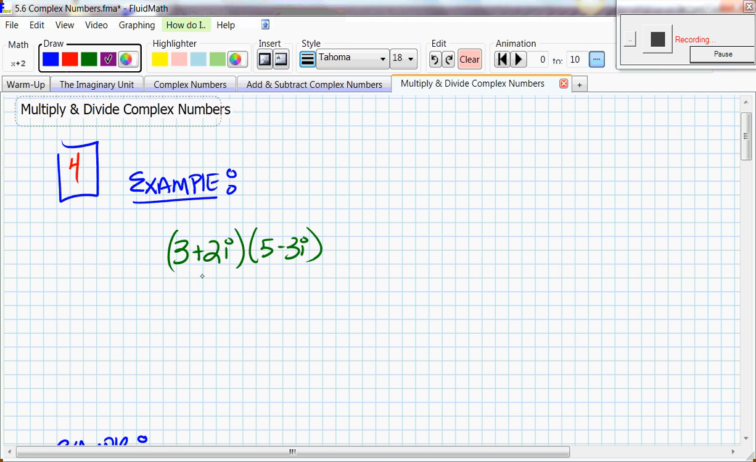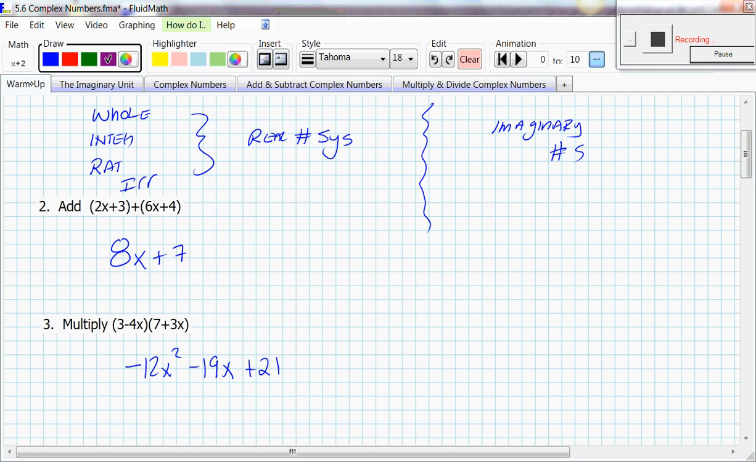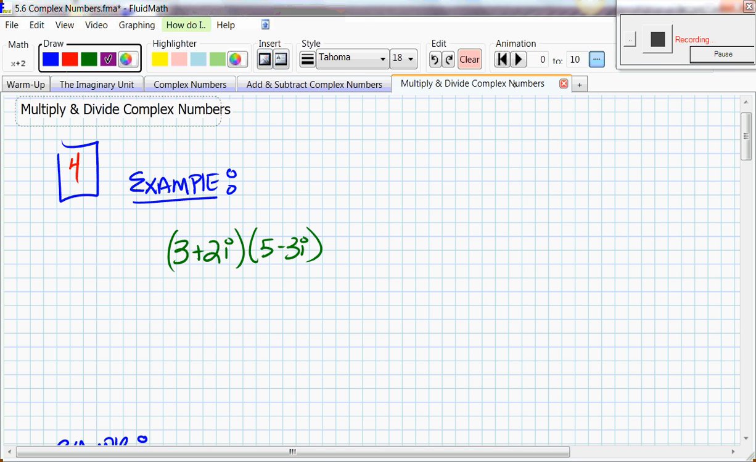So, I got 3 plus 2i, a complex number. 5 minus 3i, another complex number. I want to multiply the complex numbers together. So let me refer you back to the warm-up. What did you do for number 3? Foil, and use distribute. So let's do the same thing here.